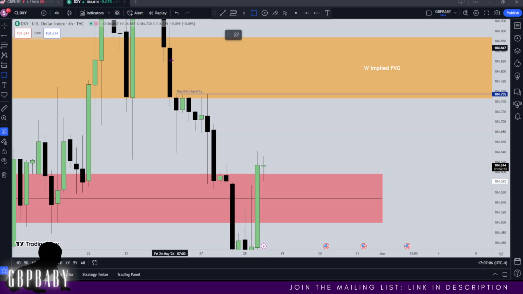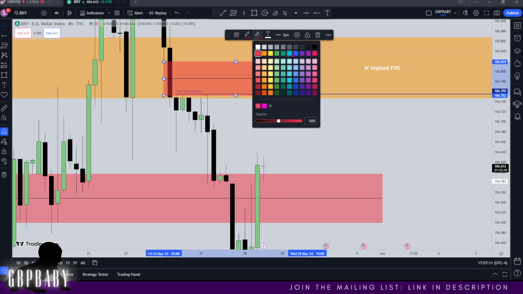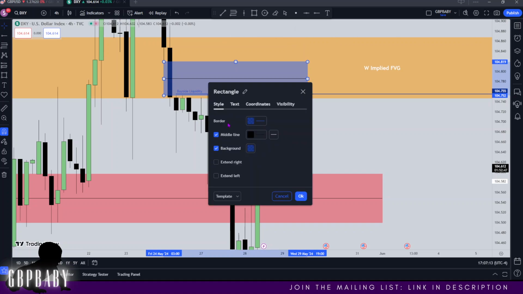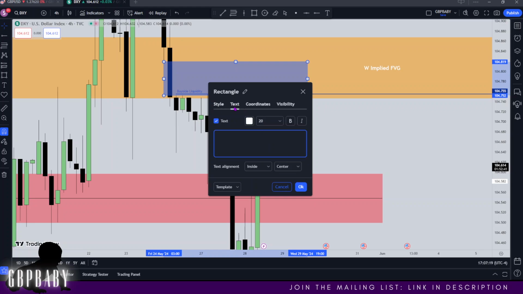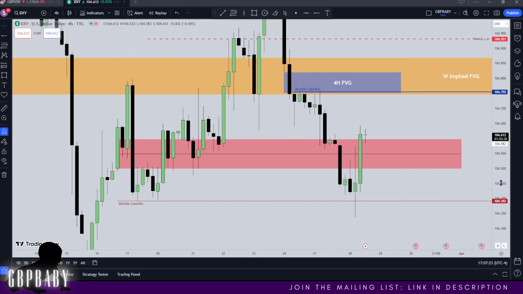And here you can see a standard normal fair value gap, and it's on the 4 hours, so it is still very relevant for price. So let's get that drawn out as well. Let's just bring this to the front, and we're going to write 4 hour fair value gap. And then finally, let's now drop down to the 1 hour.